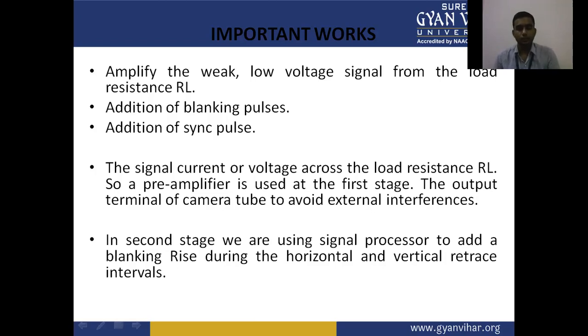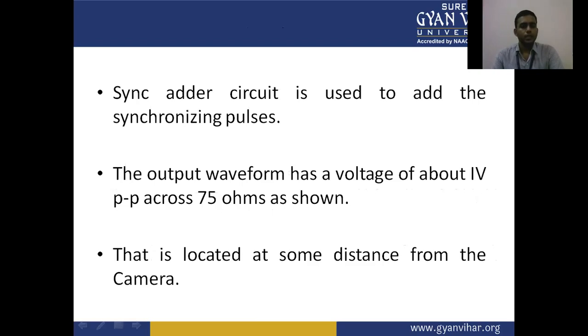In the second stage, we use a signal processor to add blanking during the horizontal and vertical retrace intervals. The sync adder circuit is used to add the synchronizing pulses to the output of the camera tube. The output waveform has a voltage of 1 volt peak to peak across 75 ohms, as shown in the figure, located at some distance from the camera tube.